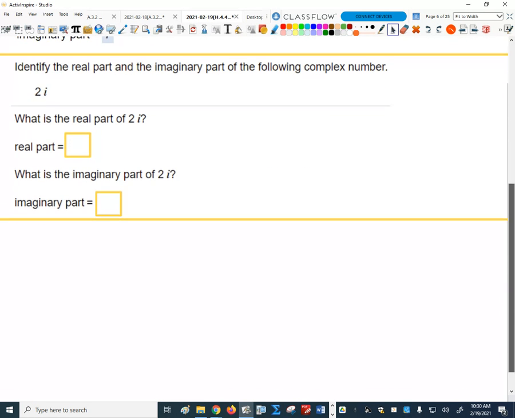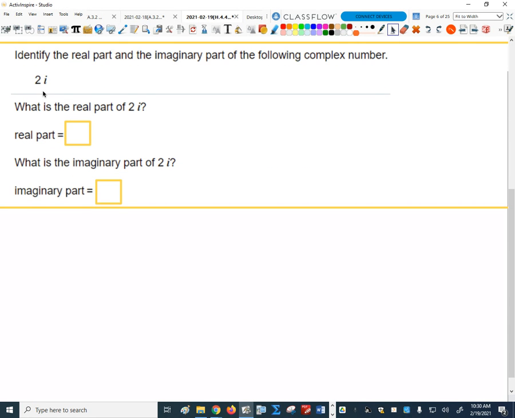How about this next one here? What's the real part of the complex number 2i? Yeah, it's 0. Good. Technically this is the complex number 0 plus 2i, but we don't say 0 plus, do we? We just say 2i. And the imaginary part then would be 2, wouldn't it? Okay.